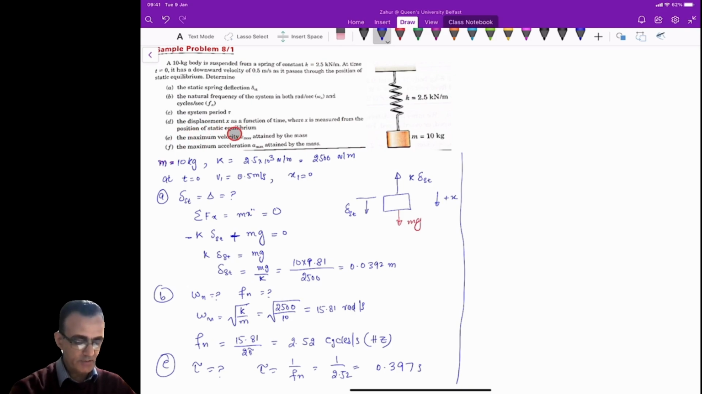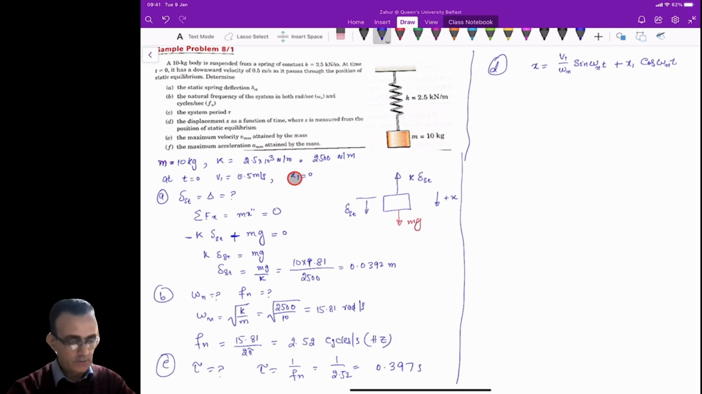Okay, in part D, the displacement x is a function of time, where x is measured from the position of static equilibrium. We know the equation for x, which we derived in the theory part: x equals v1 divided by omega n times sine omega n t, plus x1 cos omega n t. So this is the equation for the displacement as a function of time. From the initial condition at t equals 0, we are given v1, which is 0.5, and x1, which is 0.